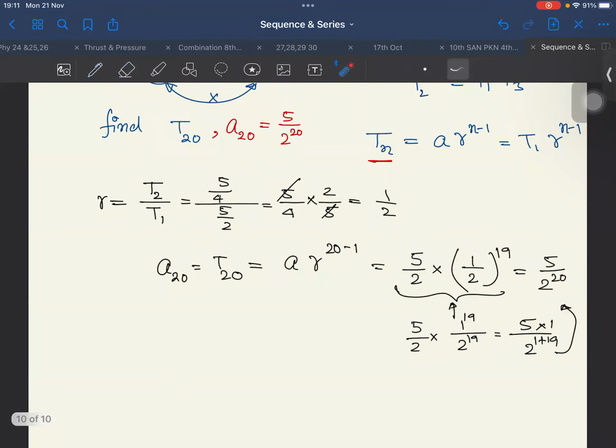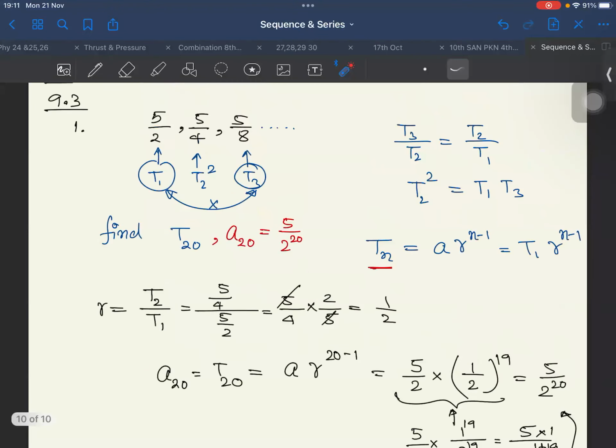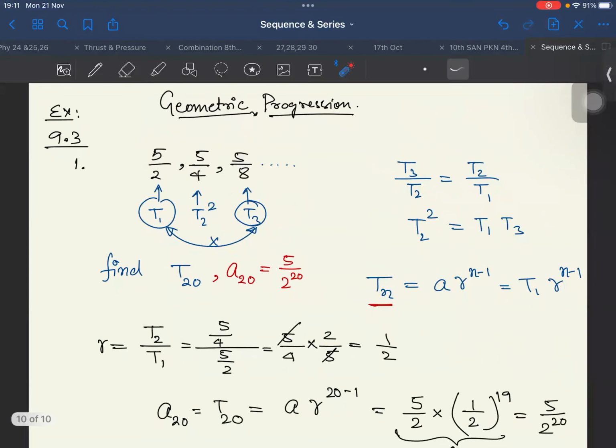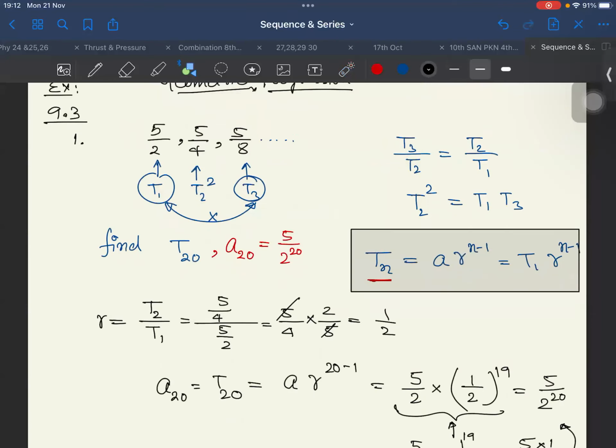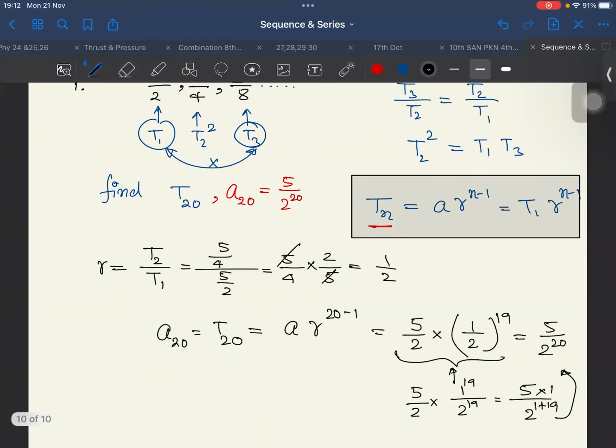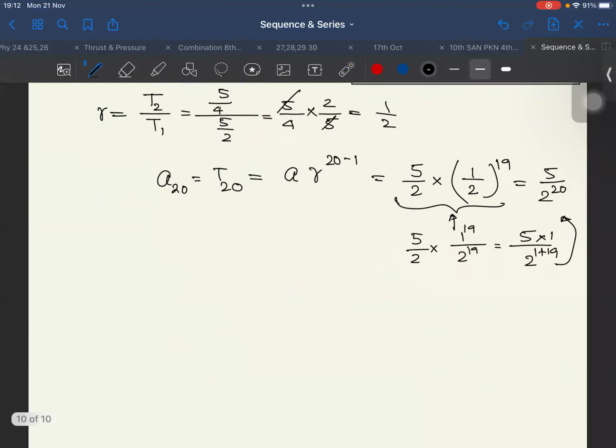Sir, in that (1/2) to the power 19. Here? Yes, sir, from this step. So far this is clear, no? You know the general term, how we write it like this? Yes, sir. This part is also clear to you? Okay. Let me just write it like that. I'm writing this again, okay?